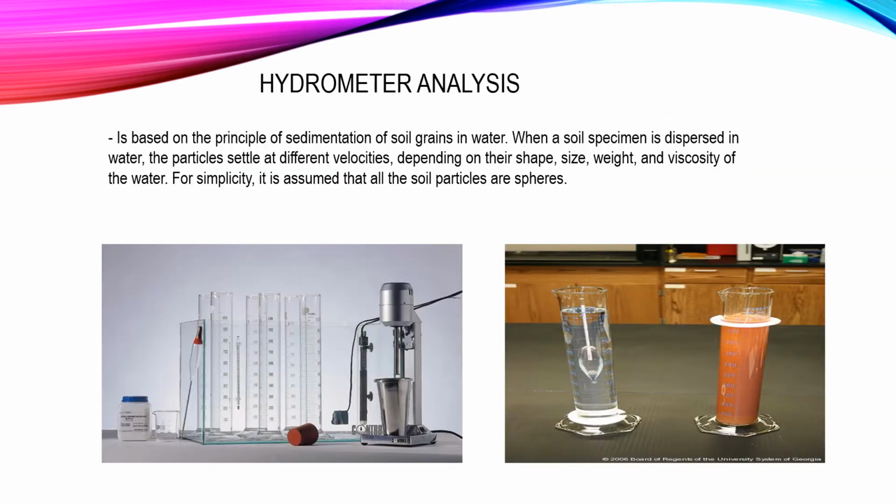So let's proceed to hydrometer analysis. Hydrometer analysis is based on the principle of sedimentation of soil grains in water. When a soil specimen is dispersed in water, the particles settle at different velocities, depending on their shape, size, weight, and viscosity of the water. For simplicity, it is assumed that all the soil particles are spheres.